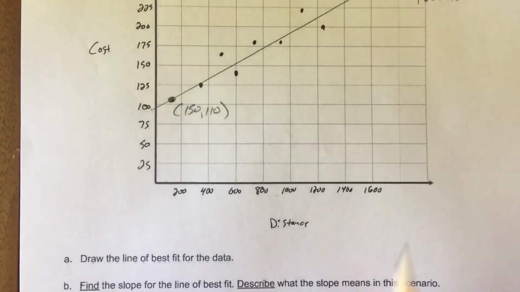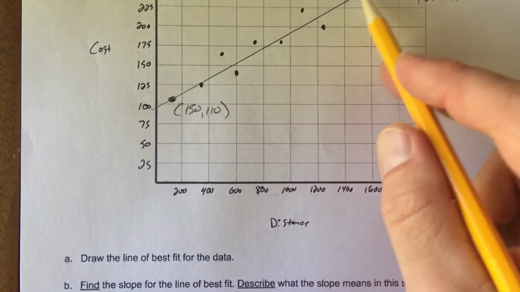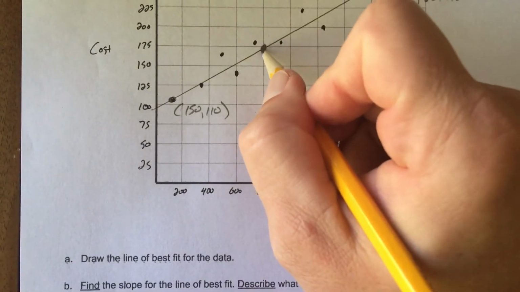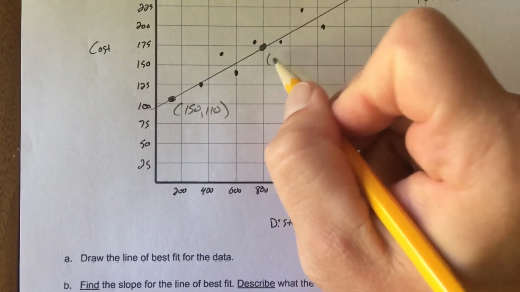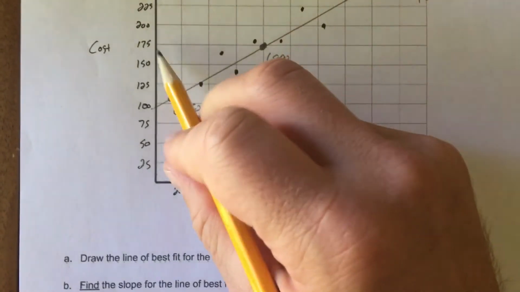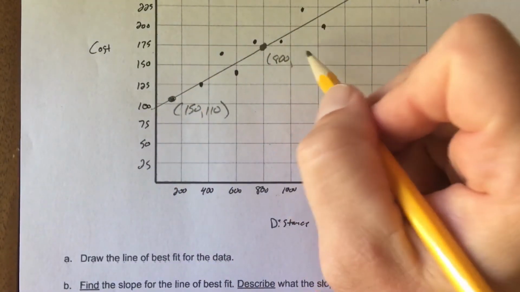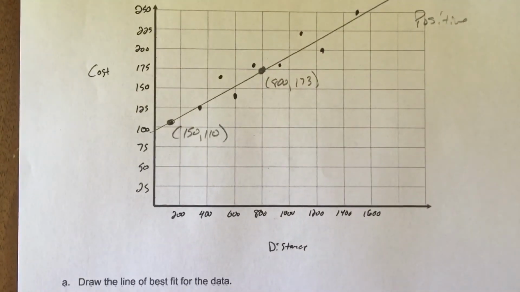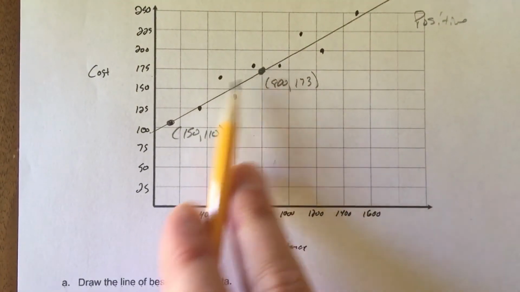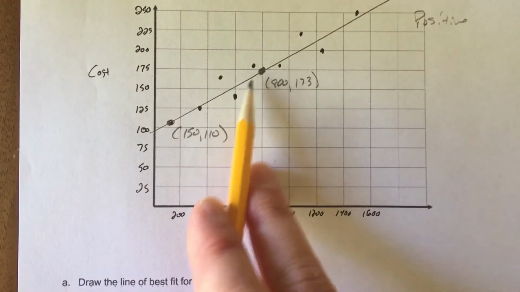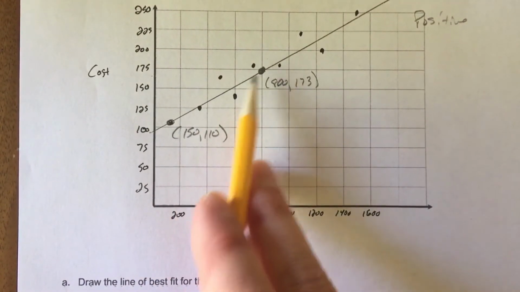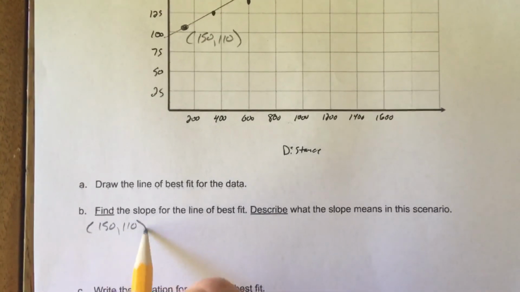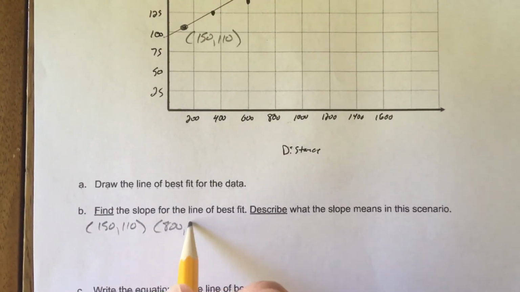Okay. Now you can see that I didn't really hit any other points out here, right? So the best one, the one that I'm kind of closest to is right here. That's at 800, and it looks like it's just a little under 175. So if I had to guess, maybe I'll go 173. But I'm just kind of guessing on that one, right? You just pick 2 points, and if you have to estimate, you estimate. So here's our 2 points, 150, 110, and 800, 173.